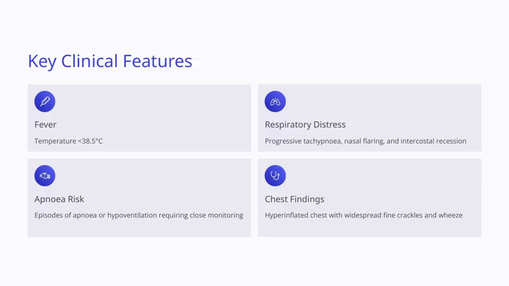Lastly, on chest examination, you'll often find a hyperinflated chest, which indicates air trapping, and auscultation may reveal widespread fine crackles and wheeze. All of these features are interconnected and help us understand the severity and nature of the respiratory condition we're dealing with. Recognizing these signs early is crucial for effective management and improving outcomes for our young patients.